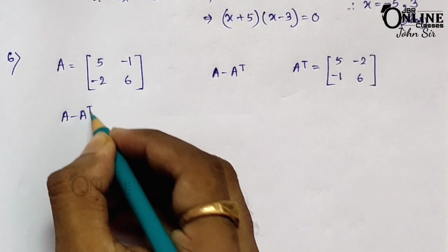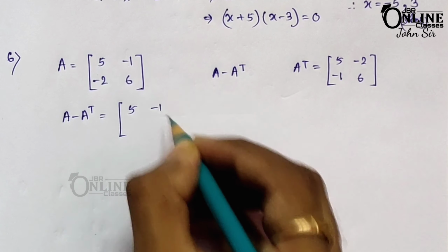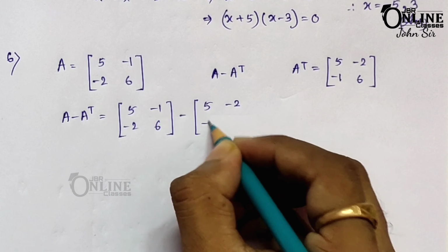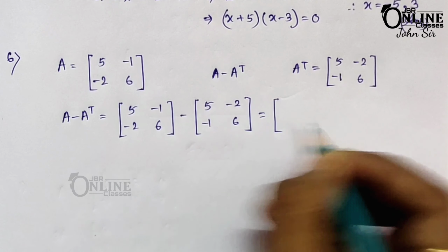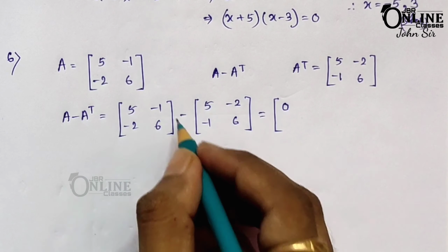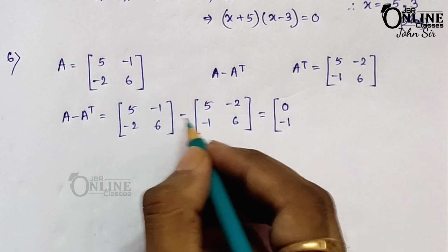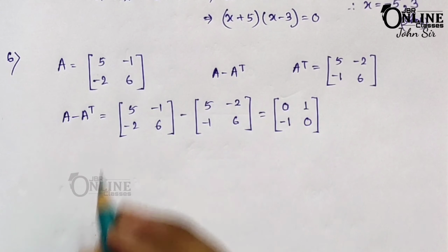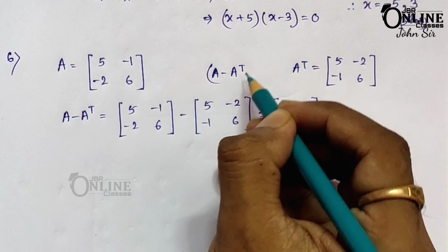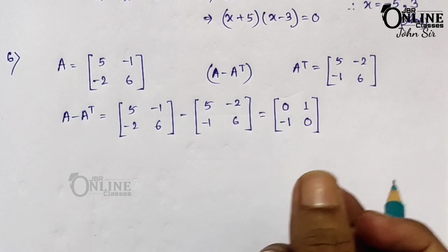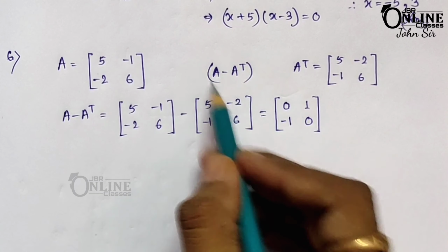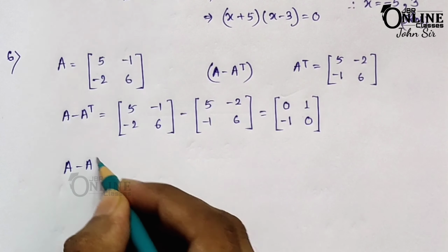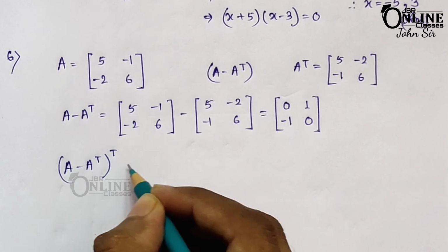Now next one, A minus A transpose. So it will be 5 minus 1 minus 2 6, then minus the second matrix. Okay, so now find out the value. 5 minus 5 it will be 0, minus 2 plus 1 it will be minus 1, minus 1 plus 2 it will be 1, and 6 minus 6 that equal to 0. So now as you have to show that this matrix is symmetric or skew symmetric, that means again you have to find out the transpose of that matrix. So here A minus A T, and you have to find out the transpose of this one.